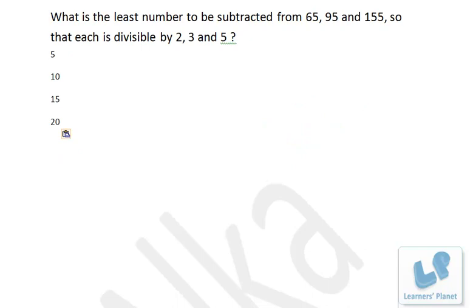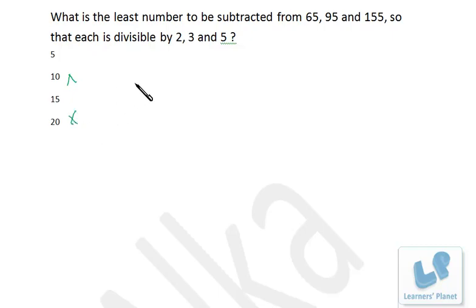Now what is the least number to be subtracted from 65, 95 and 155 so that each is divisible by 2, 3 and 5? Okay, so 65, 95, 155, all of them are odd numbers, and if they have to be divisible by 2, that's an even number, then we need to deduct an odd number from these, right? All of them. So 10 and 20, since both of them are even numbers, they are cancelled.